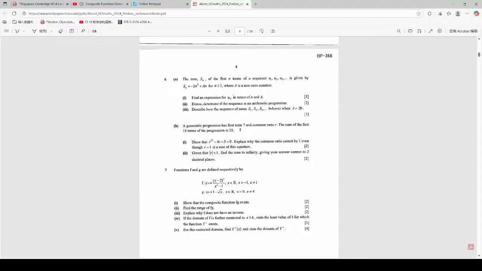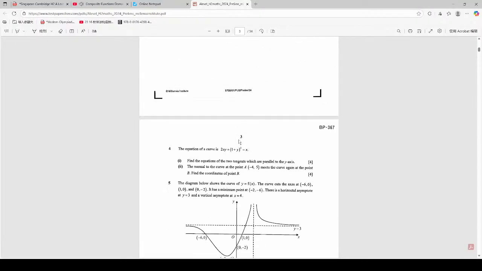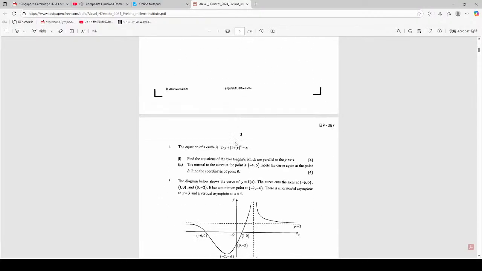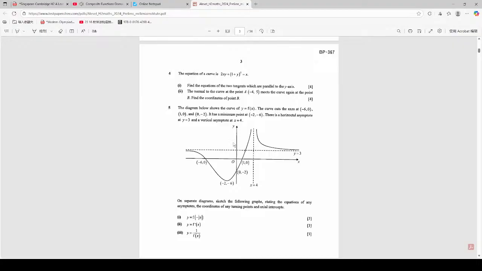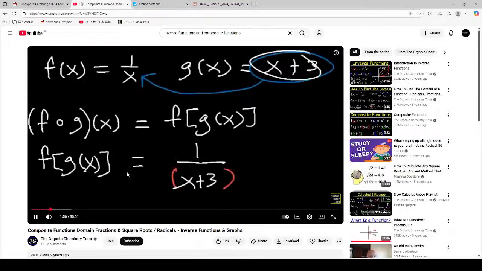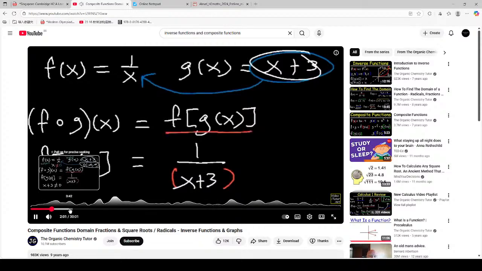Now that we have the composite function, what is the domain of the composite function? What you need to realize when looking for the domain of the composite function is that the domain is restricted by the domain of the input function, not the output function. So in this particular example, we said that g is the input function, and f is the output function.